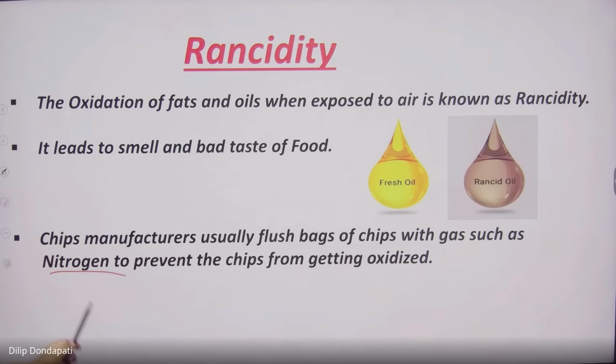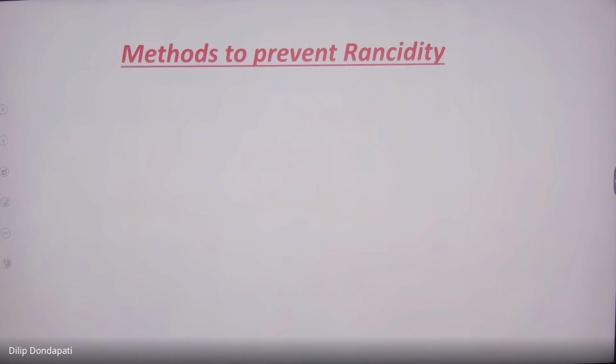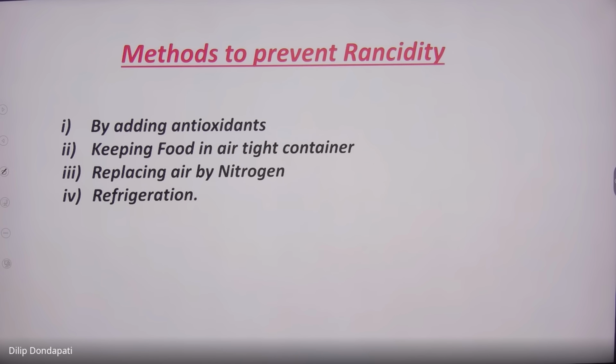Okay, so now we'll also see its preventions, what they are. Methods to prevent rancidity: adding antioxidants, keeping food in airtight containers, replacing air by nitrogen, and refrigeration.